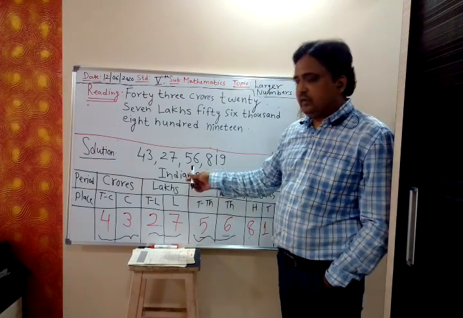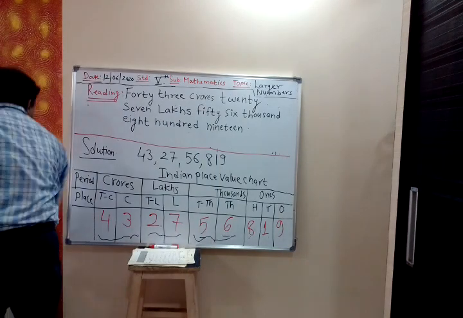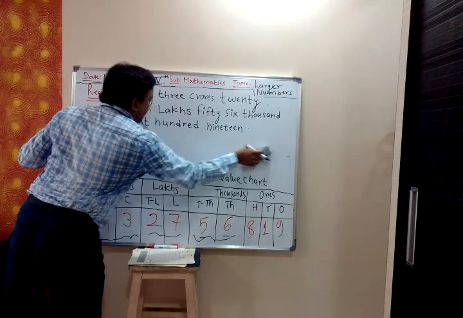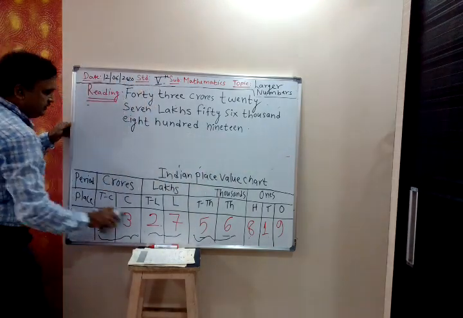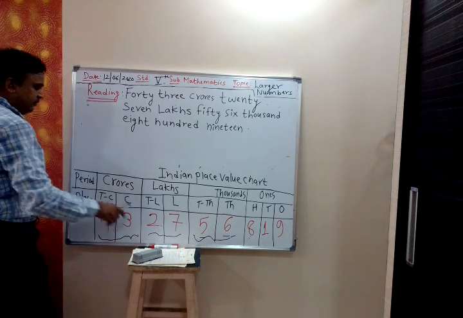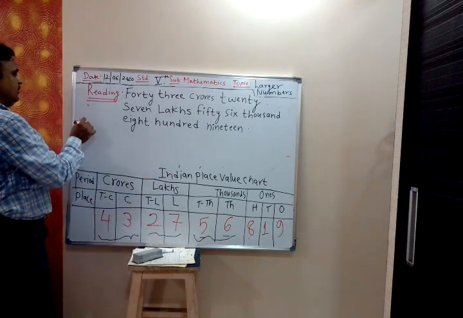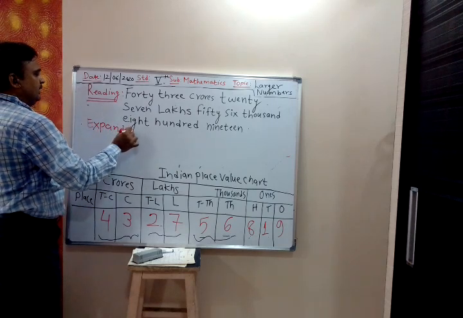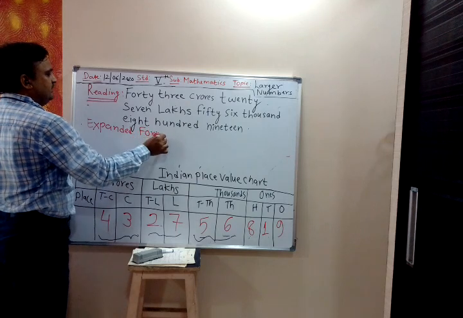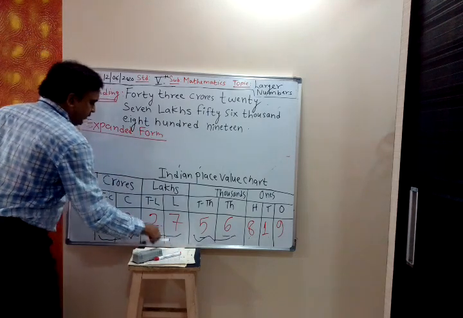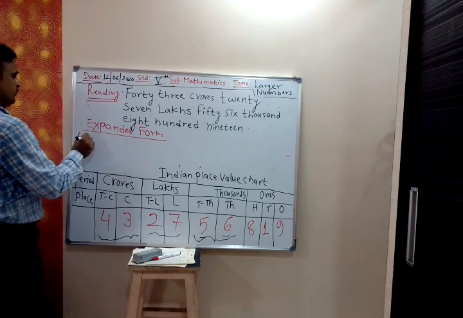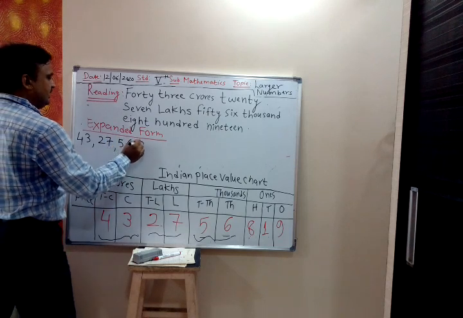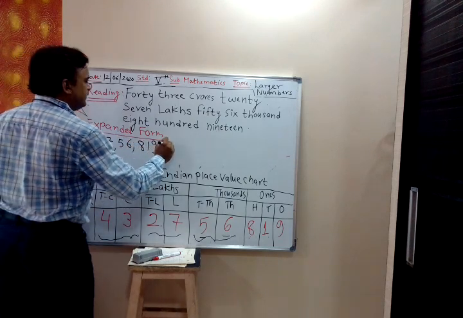Yes, that much only, because you have to write the expanded form. Further, we have to write the expanded form of this number. The number is 43 crores 27 lakhs 56,819.